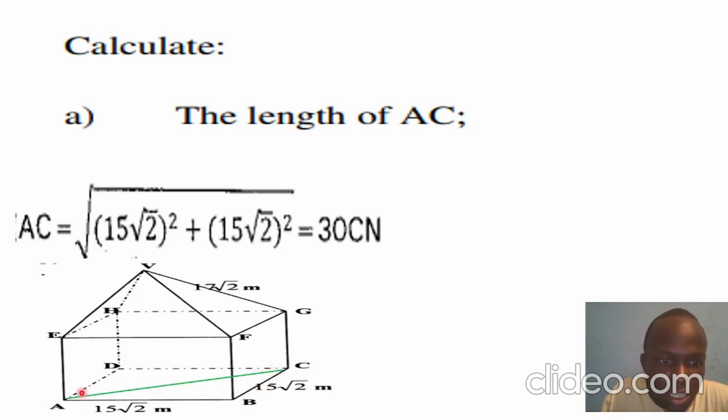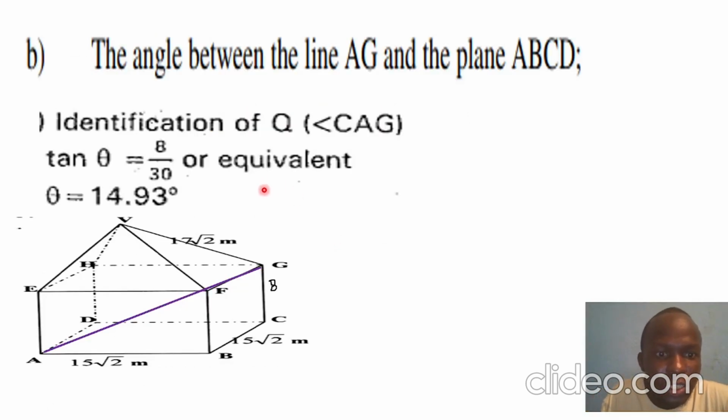Since AC is the longest side, and we have the other shorter sides, we say AC is equal to the square root of 15√2 squared plus 15√2 squared. The square root of all of that gives you 30 centimeters. So that is how you get AC. Let us go to the next.